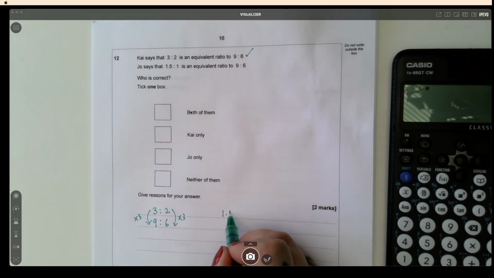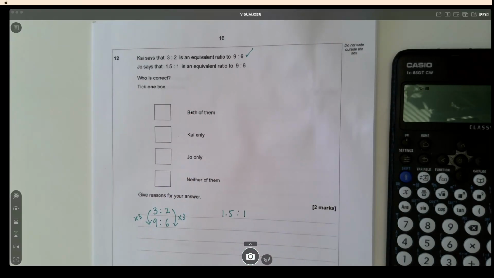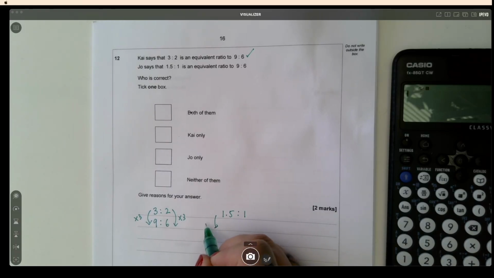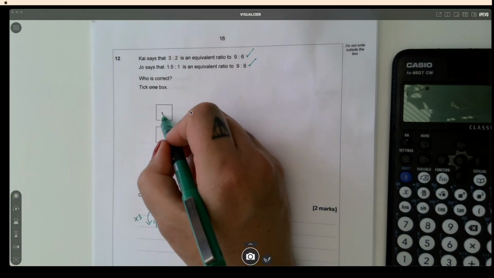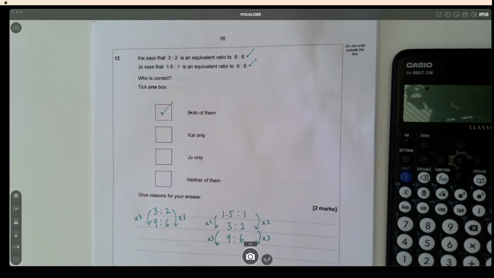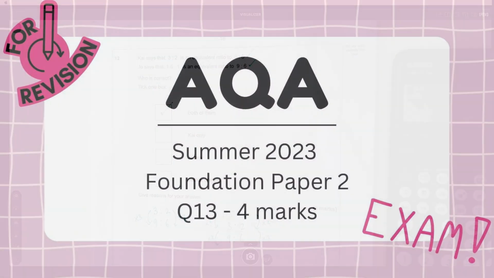So we're starting with 1.5 to 1. We're going to see if we can get it to 9 to 6 by multiplying both sides by the same thing. So if I double both sides, we get 3 to 2, which is what we started with here. So now then, if I times by 3, we get 9 to 6. So Joe is correct as well. So I'm going to tick the both of them option. So both were correct.